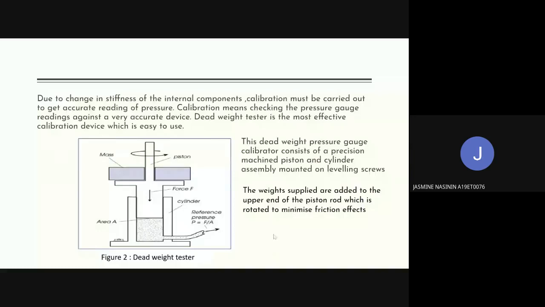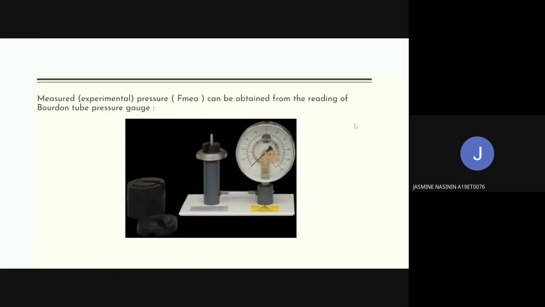This deadweight pressure gauge calibrator consists of a precision machine piston and cylinder assembly mounted on leveling screws. The weights supplied are added to the upper end of the piston rod, which is rotated to minimize friction effects. So the measured pressure can be obtained from the reading of the Bourdon tube pressure gauge.